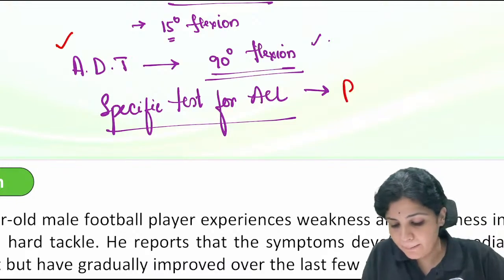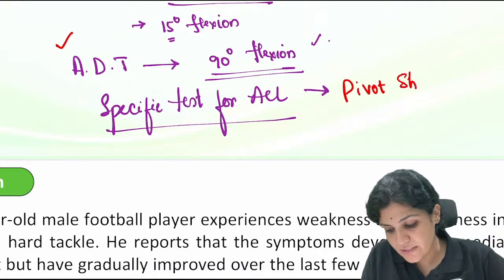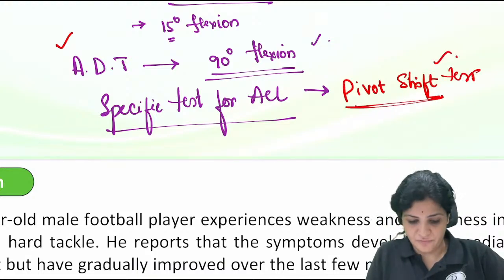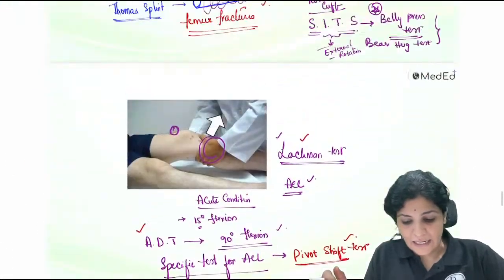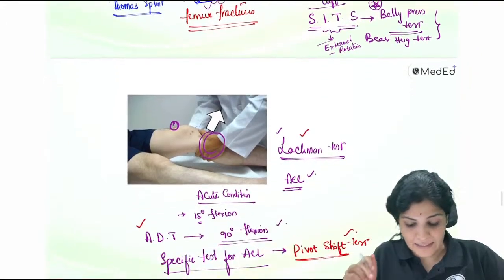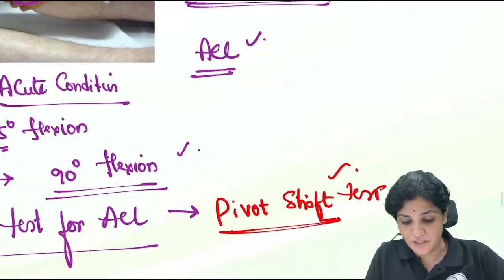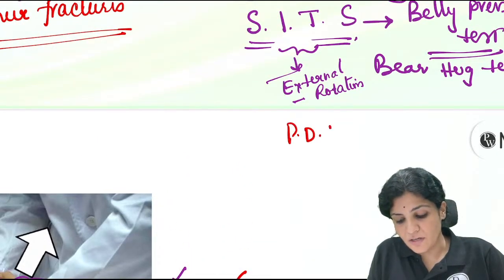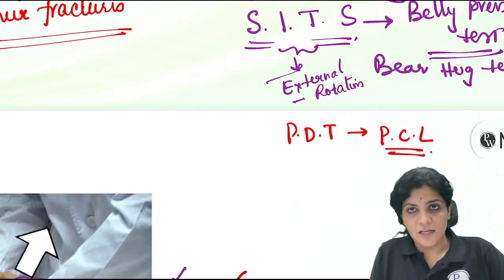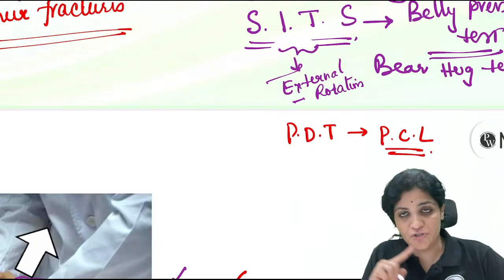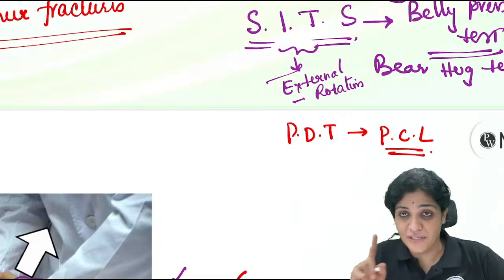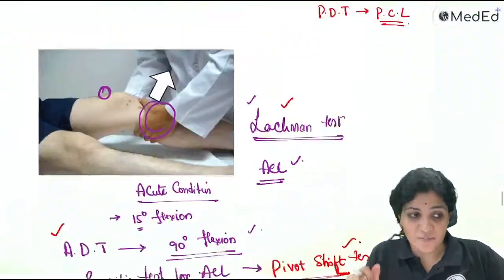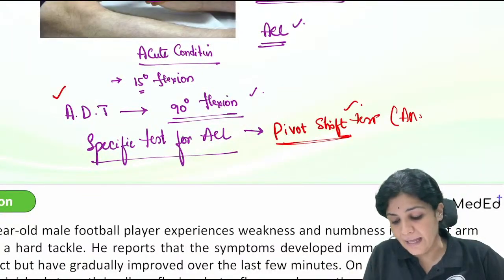Yes, very good. It is the pivot shift test. The specific test is the pivot shift test. Very good. So these three are the important things which you have to remember: the Lachman's, anterior drawer, and the pivot shift. The posterior drawer test is for the PCL, right? So anterior drawer is for ACL, posterior drawer test is for PCL, and pivot shift test is for your ACL, which is very specific and is usually done under anesthesia.